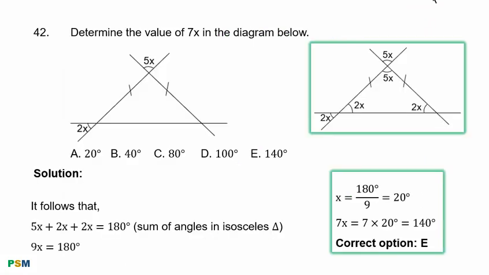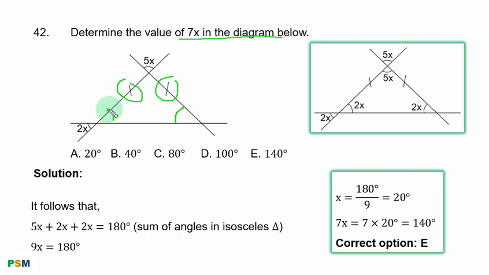Question 42. Determine the value of 7S in the diagram below. You have the given diagram. You need to note the markings you have there. It simply means that we have an isosceles triangle. The base angles are equal. Before 7S, we need S.